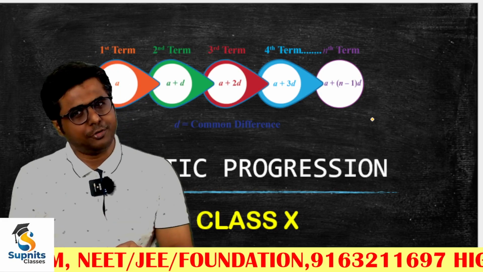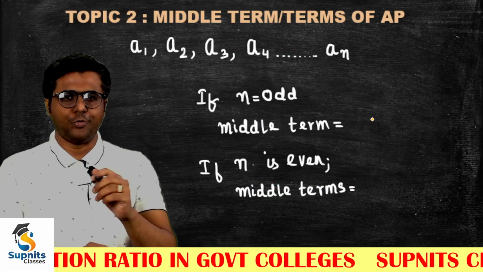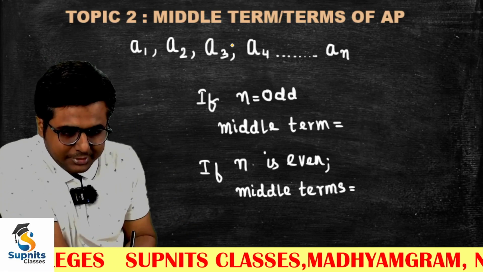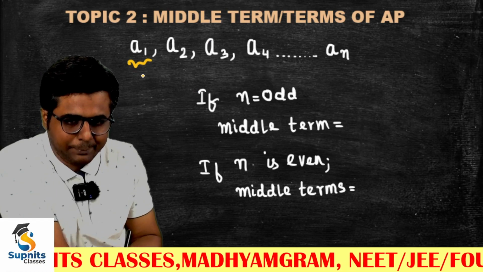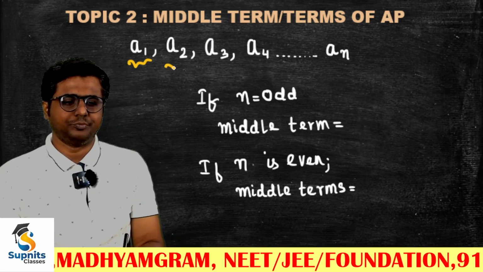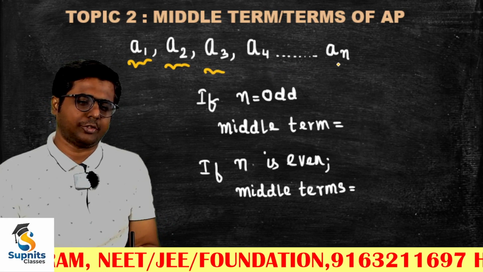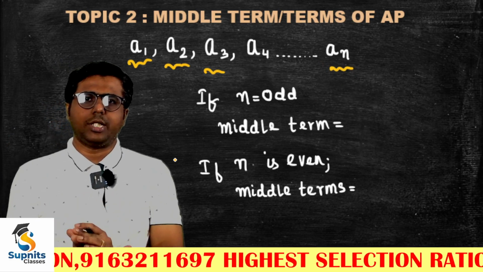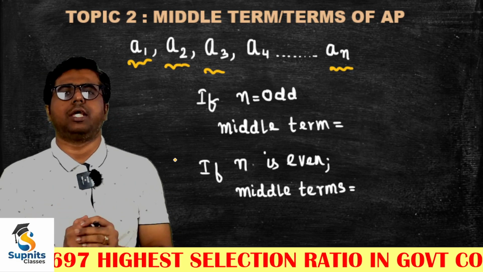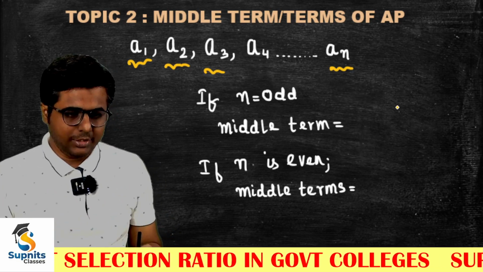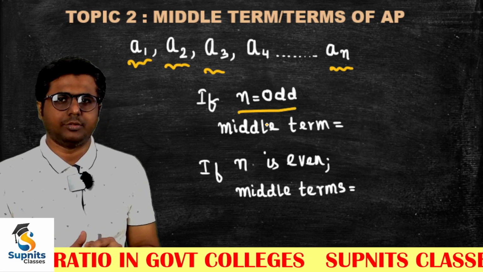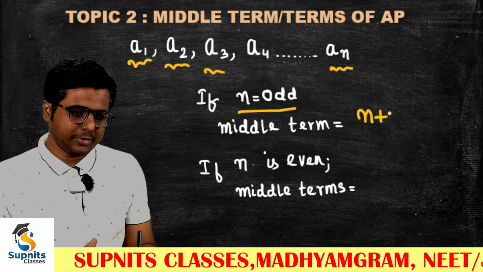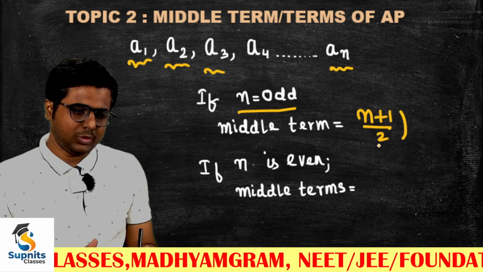Okay, so we go to topic 2. This time also we are going to do it slow and steady. Definitely we will win the race. So here is the AP: A1, A2, A3 and so on up to the AN term, that is the nth term of the AP. So there can be two cases. One case is the number of terms of the AP is odd. Then the middle term will be the (n plus 1) by 2th term.